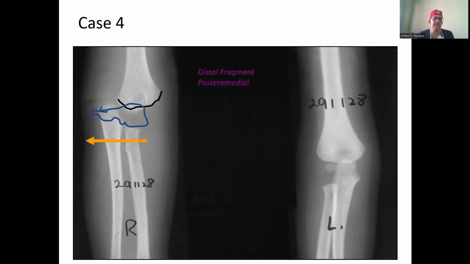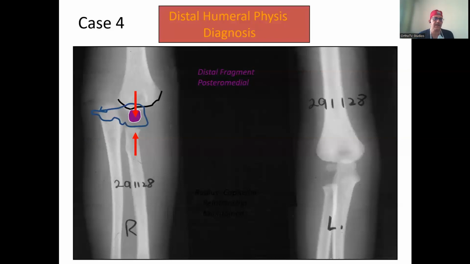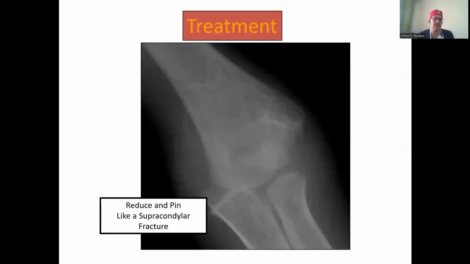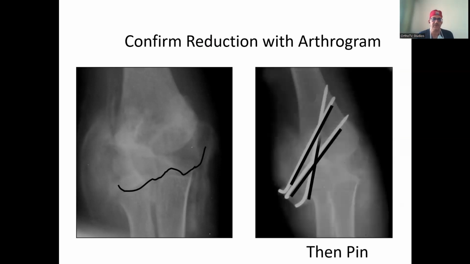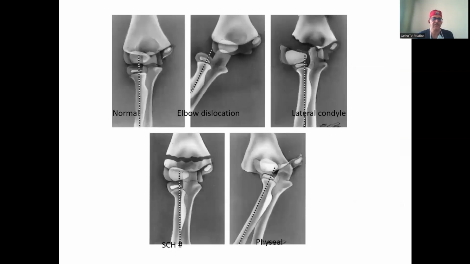How can you avoid this pitfall? Make sure that the radius and ulna are together, they are aligned to the capitulum, and they move posteromedially. The elbow dislocation moves laterally, whereas the transphyseal separation moves medially. And you need to treat it like a supracondylar fracture with reduction and arthrography and a couple of pins to hold the fragments in position. So this is how it was done.